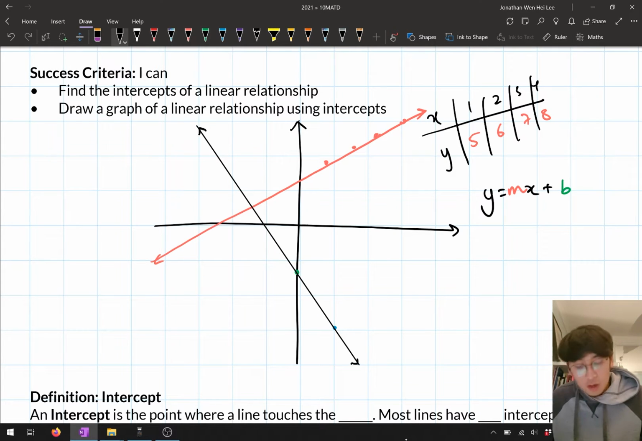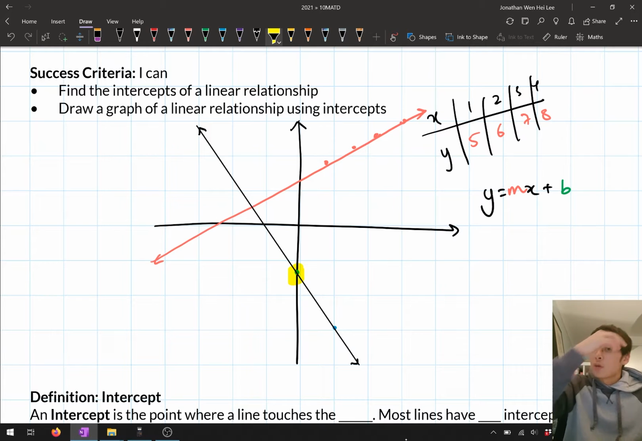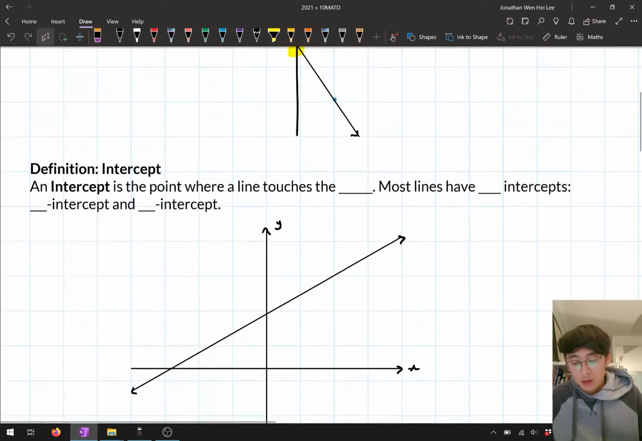What we're doing today is building off of that. We're putting another skill in our toolbox of skills to use in sketching a linear relationship: drawing a linear relationship using the intercepts. Now, in this topic already, we've talked about a particular intercept, the y-intercept over here. The y-intercept is where the line touches the y-axis. So we're going to talk about what intercepts are and how to find them, and actually go about plotting a linear relationship on a Cartesian plane. So let's go and do that.